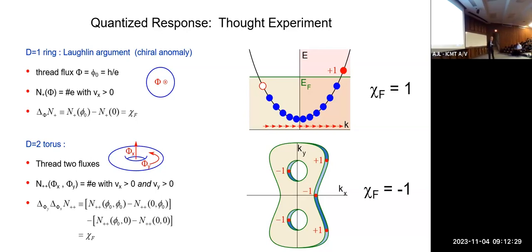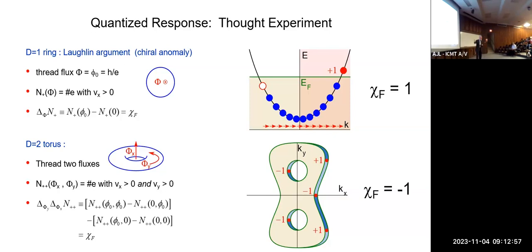Okay, and so this sort of second order version of Laughlin's argument is sensitive to the Euler characteristic of the two-dimensional Fermi sea. So this argument suggests that maybe there should be some version of the Landauer formula for measuring the charge response.